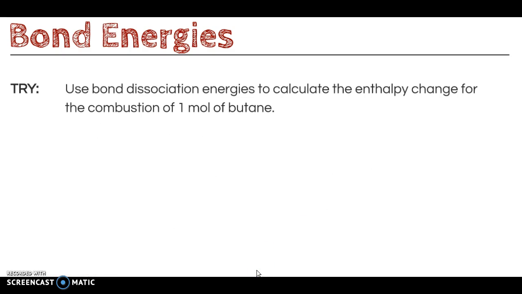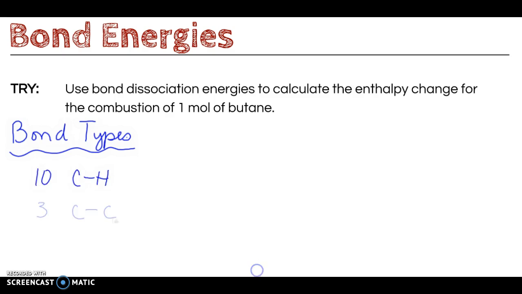I find that in questions where it's a little bit more involved, there are a greater number of bonds and bond types, that it helps to sort of lay things out, sort of doing a bit of an accounting. So if you take a look at your own drawing of butane, you'll see that if you count up, you have 10 carbon-hydrogen bonds, and you have 3 carbon-carbon bonds.